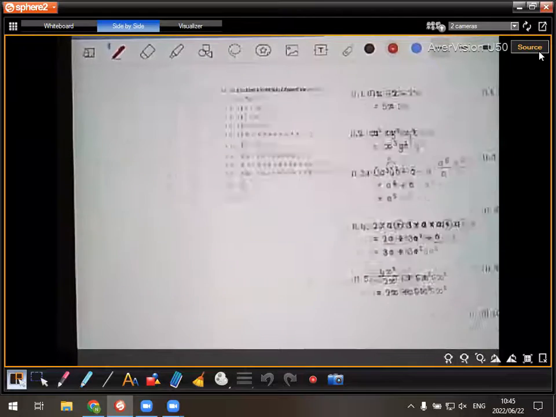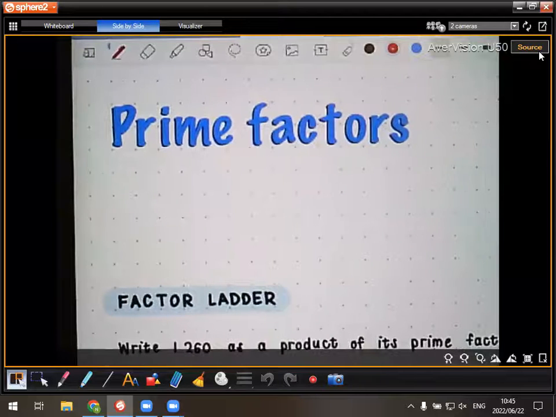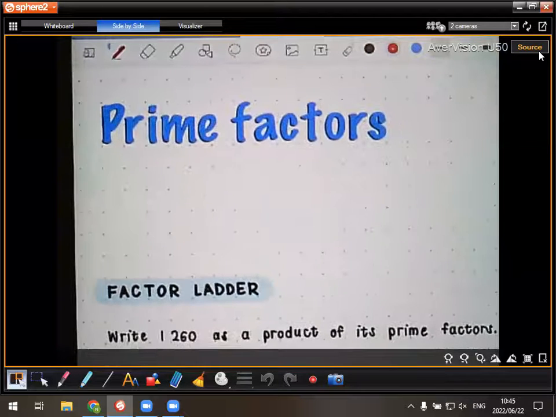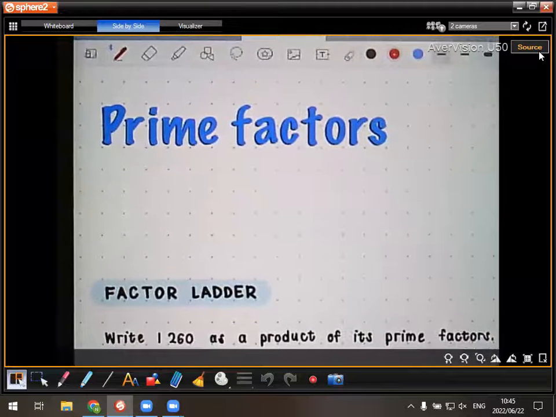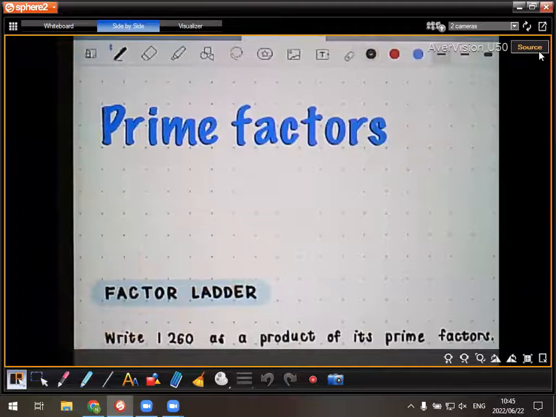Okay, we are doing something new today. So you can make a new heading, prime factors. Prime factors. Yeah, I've left a gap here because I'm going to write something here, so don't write this bottom part here. Just write your heading, please. Prime factors.